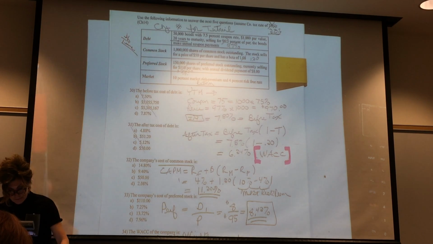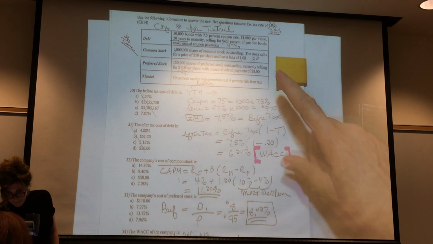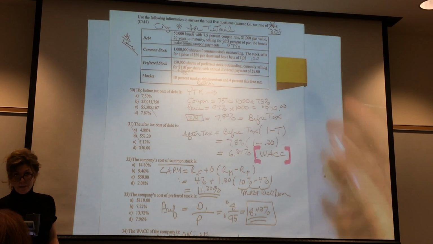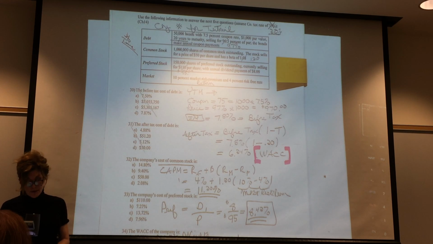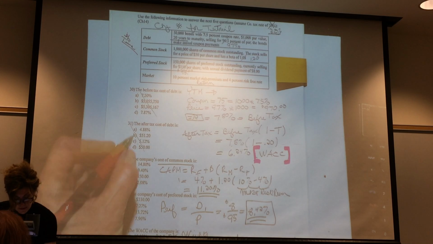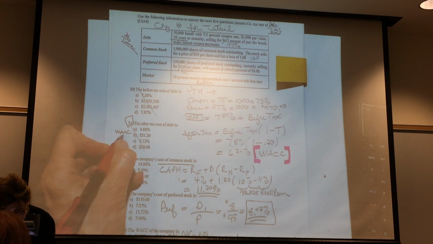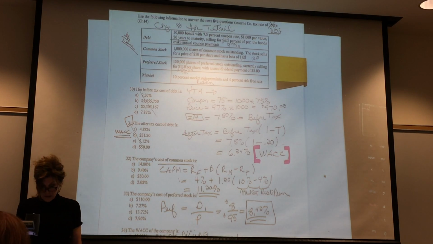All right, here's a WACC question. You're going to have one like this. So here, you're going to have to come up with the weights using the market values. You're going to have to figure out the before tax cost of debt, the after tax cost of debt. What do you use in your WACC? After tax. Nancy. I guess in the homework they had you use before tax.